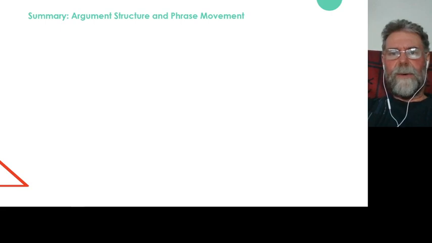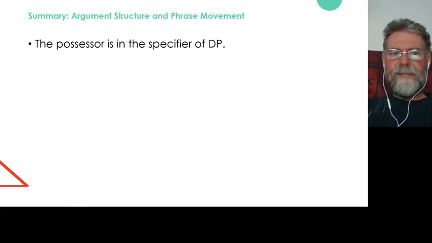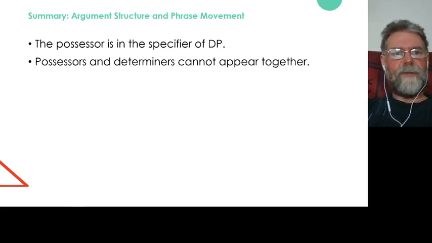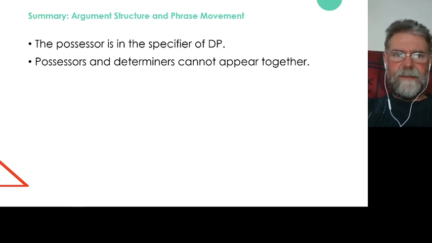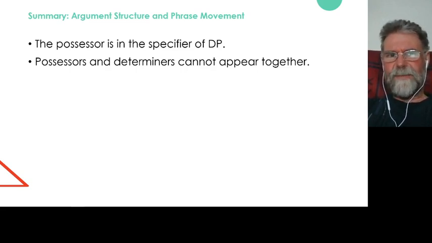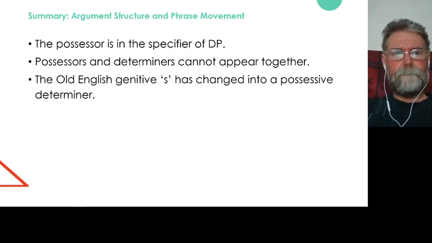Okay, let's quickly go through and summarize everything we've said in today's lecture. Okay, we started off with the idea that the possessor is in the specifier of the DP. That's something that we've previously put forward. But we noted that possessors and determiners can't appear together, which was a very odd observation because it would seem to suggest that possessors are determiners, and that just simply can't be.